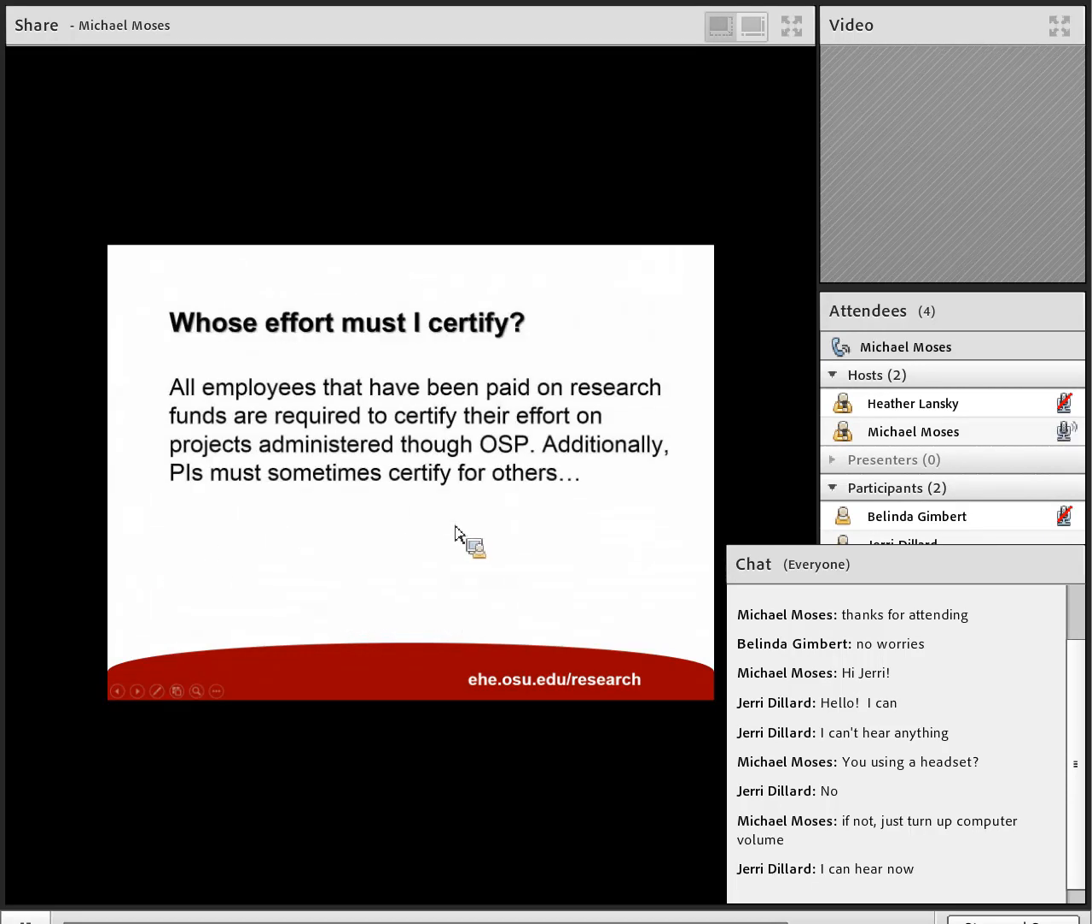So whose effort must I certify? And the I here is obviously we're referring to the faculty member, the PI. They must certify their own effort, obviously. All employees that have been paid on research funds are required to certify their effort on sponsored projects. Additionally, PIs.